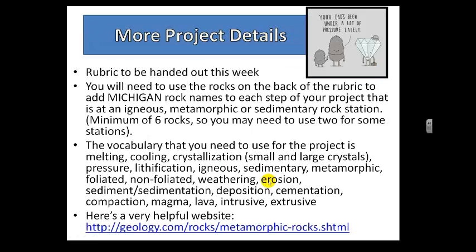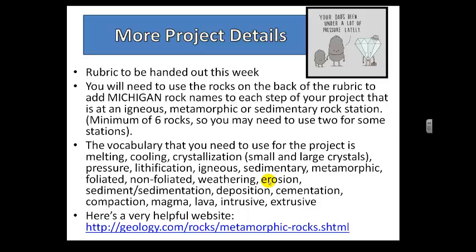The rubric, 5th and 6th hours, handed out today. Tomorrow you'll get it for your 1st and 2nd hour classes. And you'll see on the back of the rubric a list of Michigan rock names that you need to add to the steps of your project.